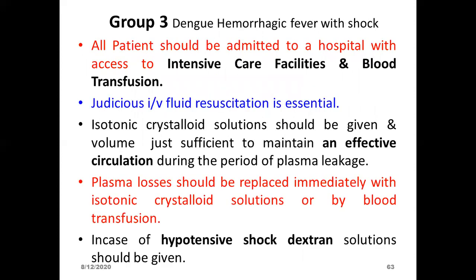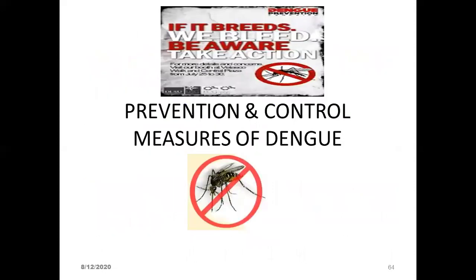And in the management of dengue hemorrhagic fever with shock, all these patients should be admitted to a hospital with access to intensive care facilities, and blood transfusion facility is available. There should be judicious IV fluid, and resuscitation is very much essential. Isotonic crystalloid solutions should be given, in a volume just sufficient to maintain an effective circulation during the period of plasma leakage. Plasma losses should be replaced immediately with isotonic crystalloid solutions or by blood transfusion. In case of hypotensive shock, dextran solutions can be given to the patient.